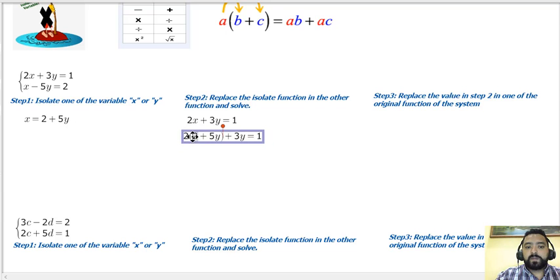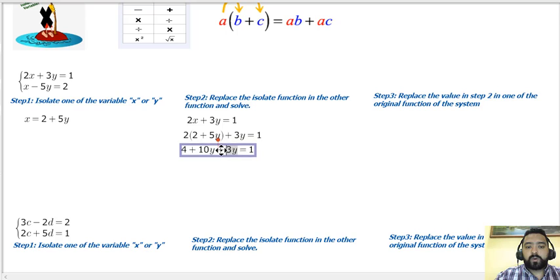Now you have to solve this one using the distributive property. So it's 2 times 2, 2 times 5, and then plus 3y equals 1. 2 times 2 gives us 4, only 4. 2 times 5 gives us plus 10y, and we add the 3y, plus 3y equals 1.